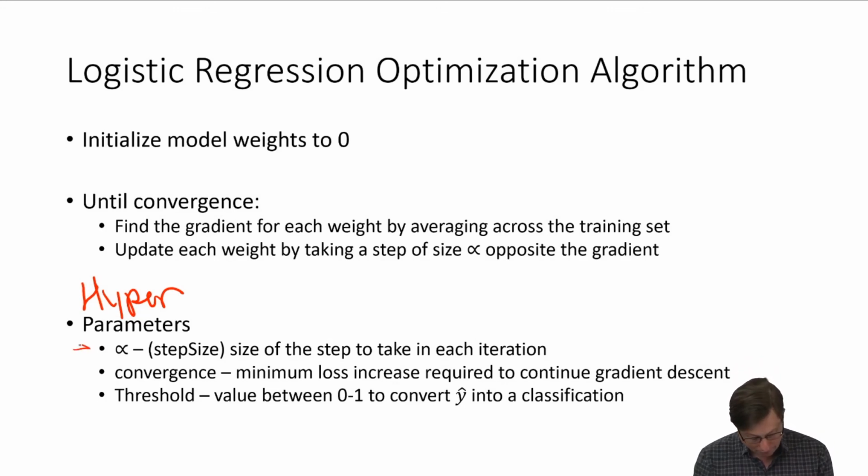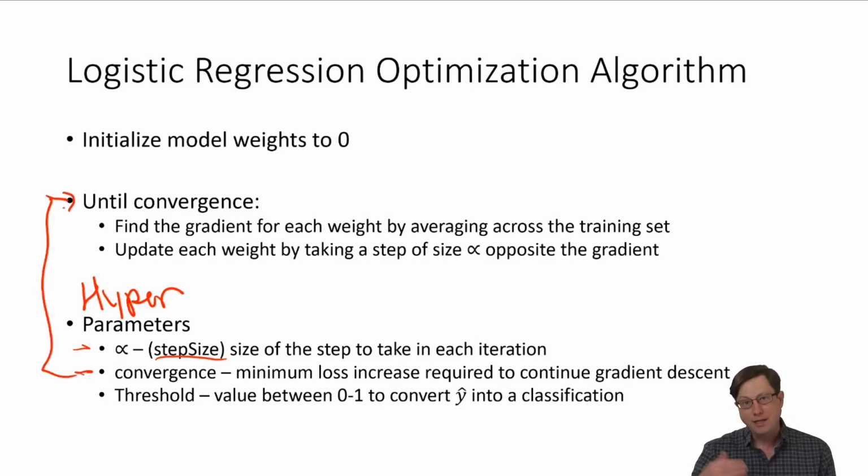One of them is this alpha, which in the framework code is called step size. That should be some value, probably like 0.1, something like that. Once you've found the gradient, how much do I want to change each weight in the direction of the gradient? Another parameter is the convergence, where we say until convergence. That is, keep going until you're not improving the loss very much. That means you're probably getting near the optimum. And in fact, in the case of logistic regression, there is a single optimum.